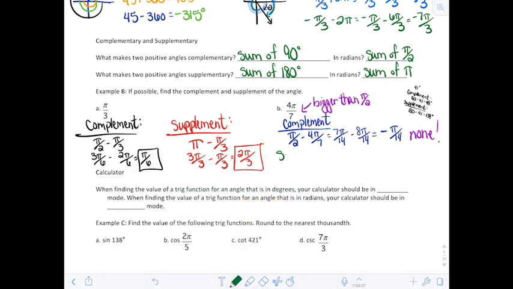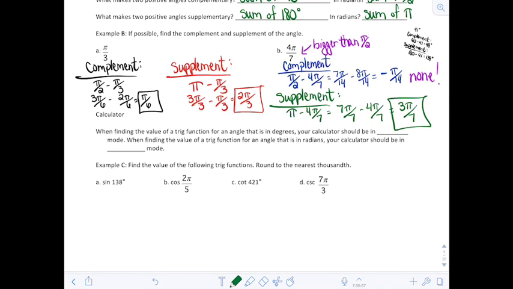So let's go find the supplement. The supplement is where I would take pi and subtract 4 pi over 7. Well, pi is the same as 7 pi over 7 minus 4 pi over 7. Again, the same concept as if I were using degrees, 180 minus a degree measure. And so that leaves me with 3 pi over 7, and that's my supplement.